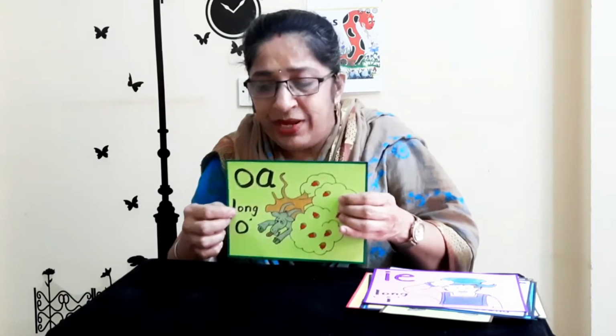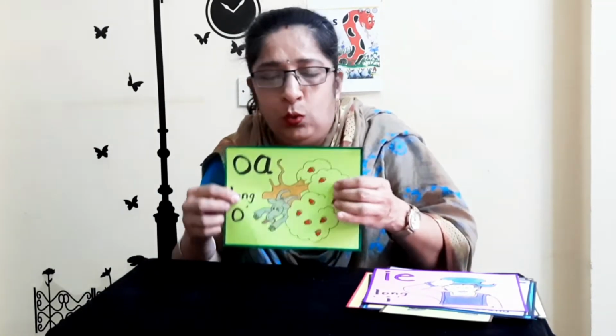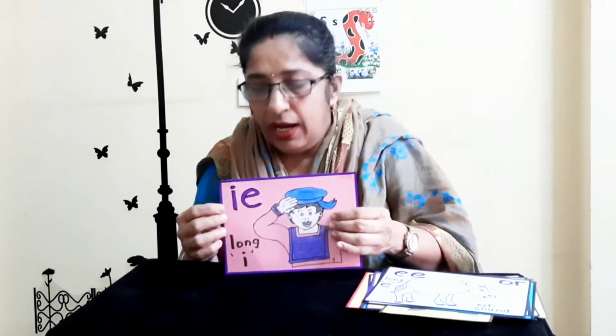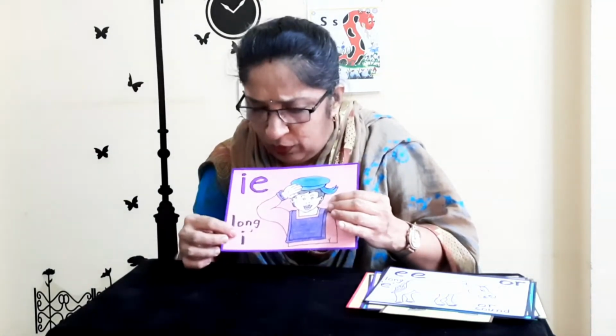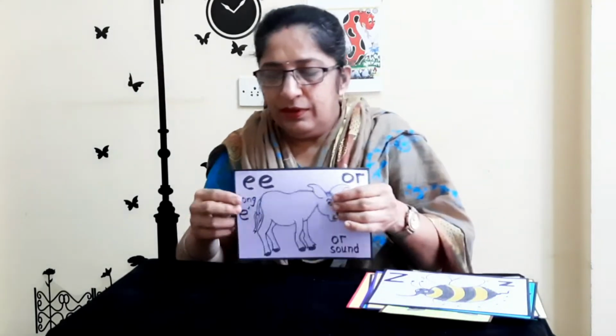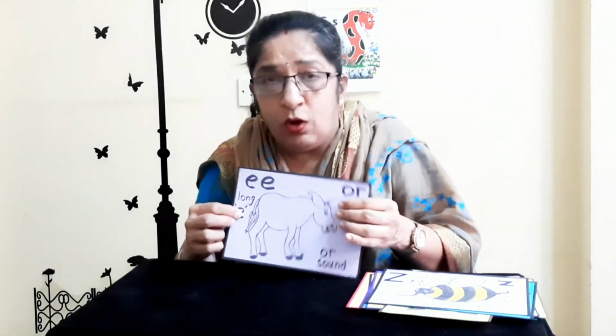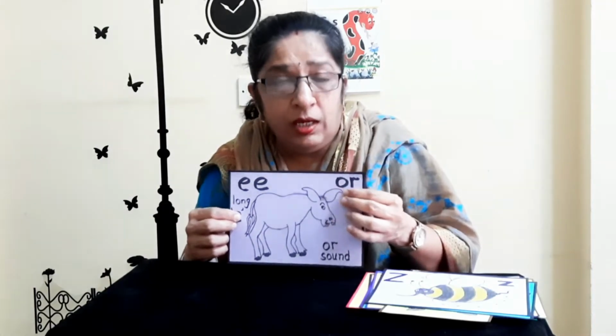O. A. Makes long vowel O. O. O. I. E. Makes long vowel I. I. I. E. E. Makes long vowel E and O are or. E. Or. E. Or.